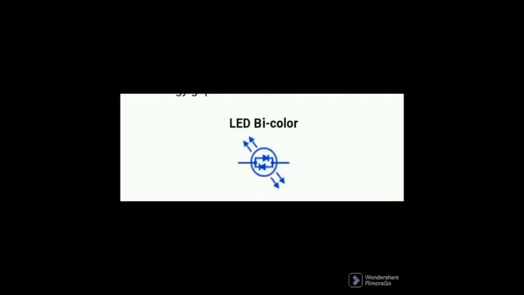LED, or light emitting diode, is a type of p-n junction diode that emits light when configured in forward bias. It converts electrical energy into light energy, and the color of the light depends on the energy gap of the semiconductor. This is a type of LED that has two different colors of LEDs connected in anti-parallel inside a single package. It can emit two different colors depending on its polarity. Changing the direction of current activates the LED with the other color.